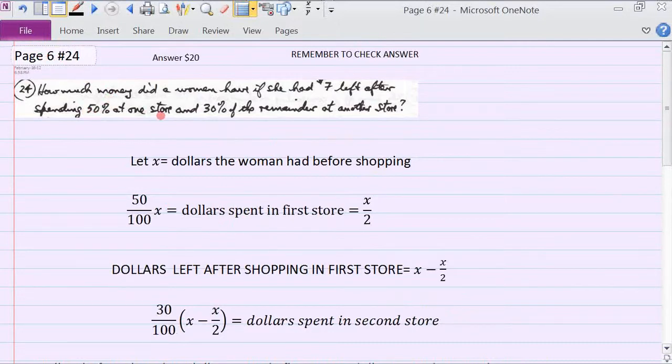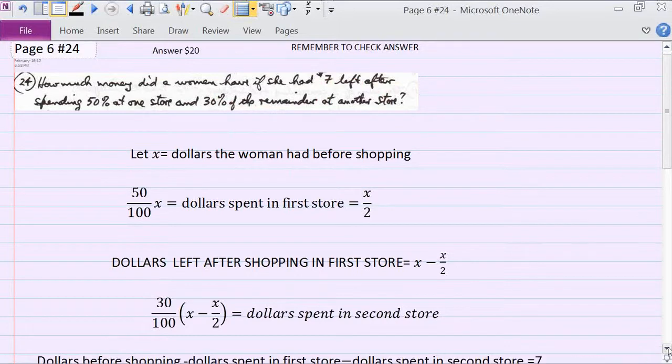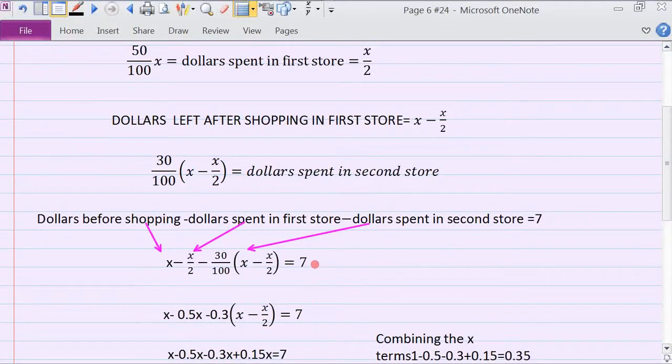She spent 50% at one store, 30% of the remainder at the second store, and then after that she had $7 left. So we know at the end she had $7 right here. This is what she started with. This is what she spent at the first store. And this is what she spent afterwards. After leaving the first store, she spent 30% of what she had left.